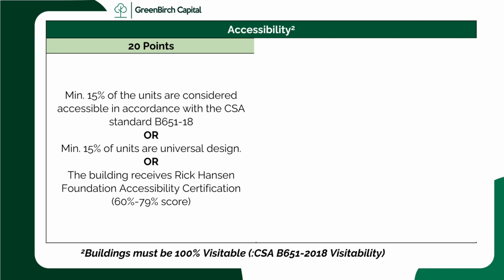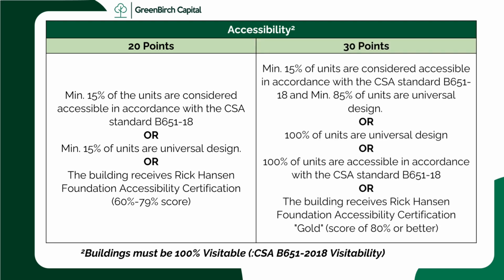For the other ones, in terms of the building code and universal design metrics, you have to have an independent third party, such as an architect or engineer or accessibility consultant, confirm those percentages. To get 30 points, you have to have a minimum of 15% of the units considered accessible in accordance with CSA standard B651-18 and a minimum of 85% of units considered universal design, or you have 100% of the units considered universal design, or 100% of the units are considered accessible in accordance with the CSA standard B651-18. And finally, you get 30 points if the building receives the Rick Hansen Foundation accessibility certification of gold, which entails a score of 80% or better.